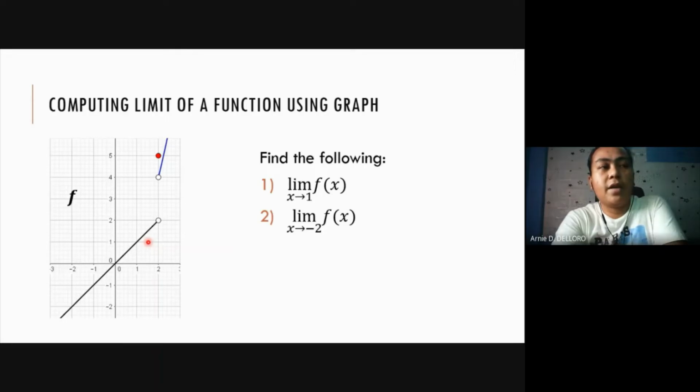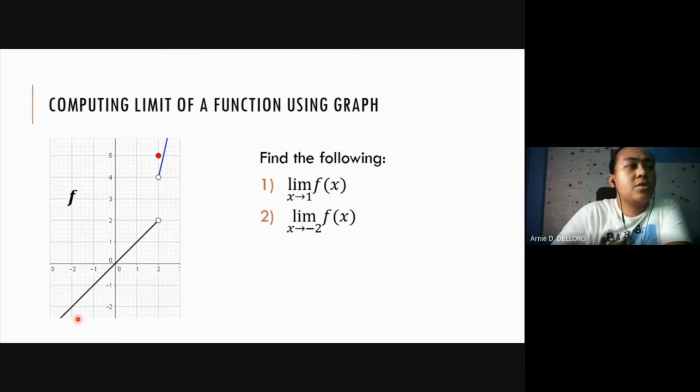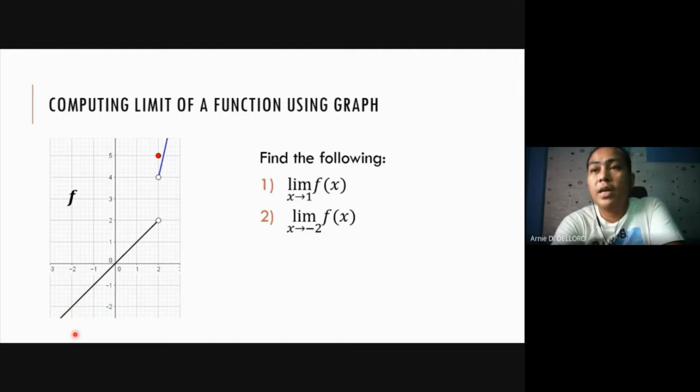The limit of f of x as x approaches negative 2. So, asan yung negative 2? Ito yan. Okay? Yung negative 2 sa x-axis. As x approaches negative 2 from the left, ano yung tinutumbok niyang number? And as x approaches negative 2 from the right, ano yung tinutumbok niyang number? In this case, yung tinutumbok na number ng function as x approaches negative 2 is equal to negative 2. Okay?